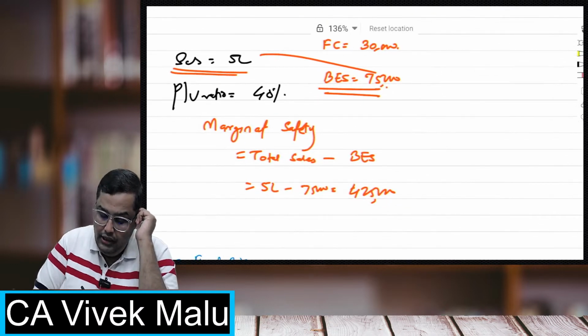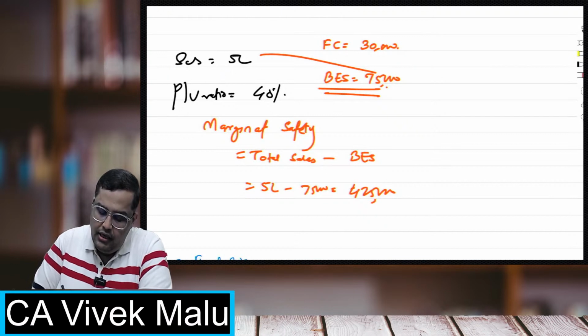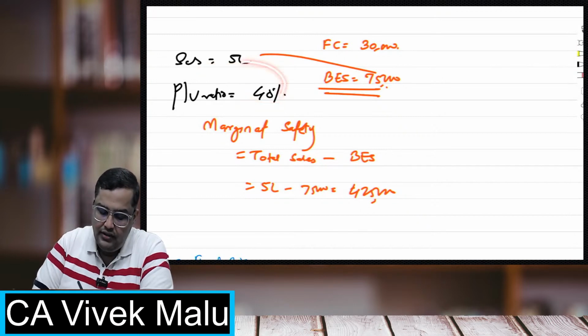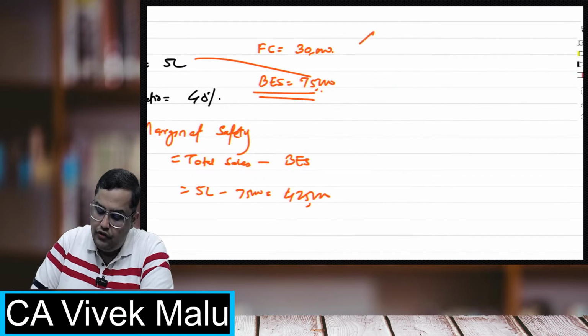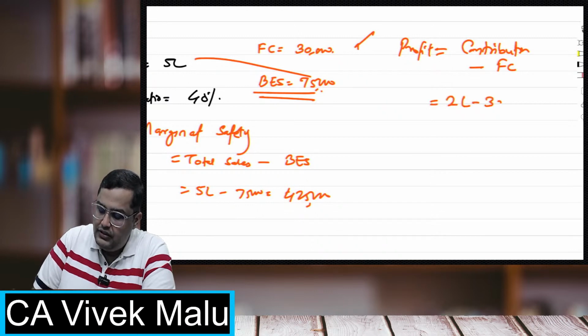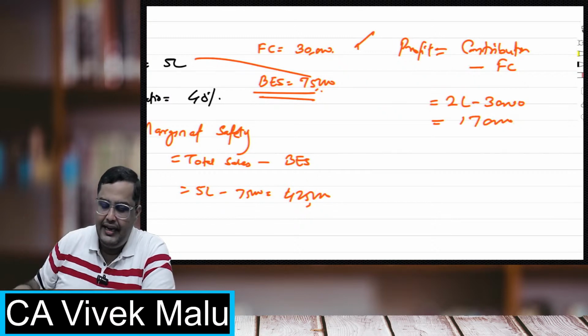Now students, in the previous question, you have already calculated this and told me, if sales are 5 lakh and PV ratio is 40%, our total contribution is 2 lakh. If the total contribution is 2 lakh and the fixed cost is 30,000, what will be the profit? I know profit is equal to contribution minus fixed cost. So 2 lakh minus 30,000, my profit will be 1 lakh 70,000. From contribution, if I reduce the fixed cost, I get my profits.